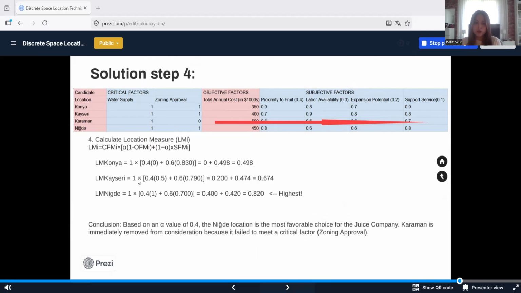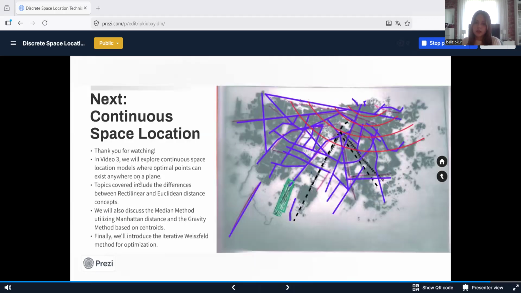In the next video, we will cover rectilinear and Euclidean distance, the median method, Manhattan distance, the gravity method, and the famous Weiszfeld method. And that's all.